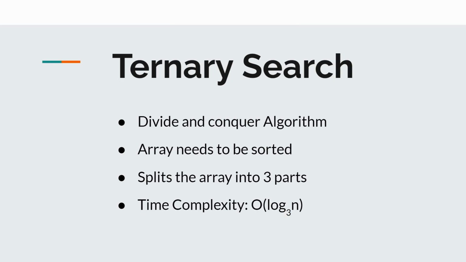Just like binary search, ternary search is also a divide and conquer algorithm, and just like binary search, it also needs a sorted array to execute its search. But in binary search, we saw that the array gets split into two parts, whereas here the array is being split into three parts. And the time complexity of ternary search is O(log base 3 of n).